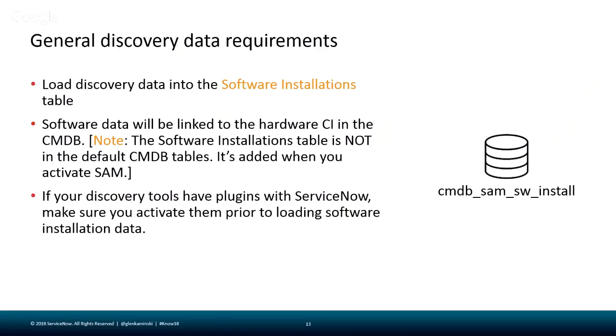Again, the software installation table is not in the default CMDB tables. So if you're a customer who has not yet activated software asset management, but you do have the CMDB, if you go and look at the table structure within the CMDB, you won't find that. Don't be alarmed. That does get added when the software asset management plugin is activated. Now, if your discovery tools have plugins with ServiceNow, and again, you can check your documentation to find out which do, make sure that you do activate those plugins prior to loading software installation data.